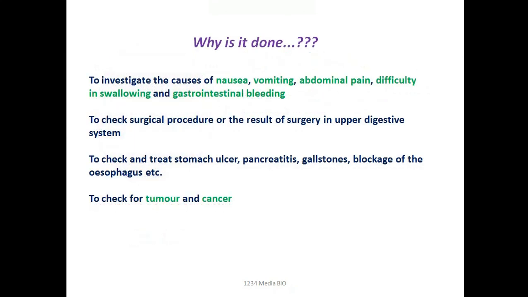So why is endoscopy done? To investigate the causes of nausea, vomiting, abdominal pain, difficulty in swallowing, and gastrointestinal bleeding. To check a surgical procedure or the result of surgery in the upper digestive system. To check and treat stomach ulcer, pancreatitis, gallstones, blockage of the esophagus, etc. And to check for tumor and cancer.